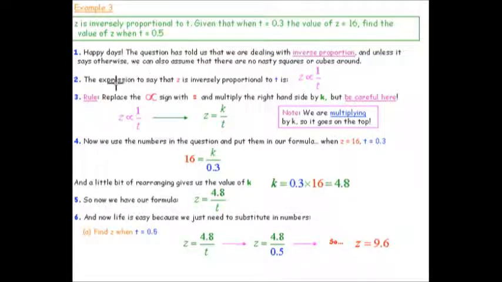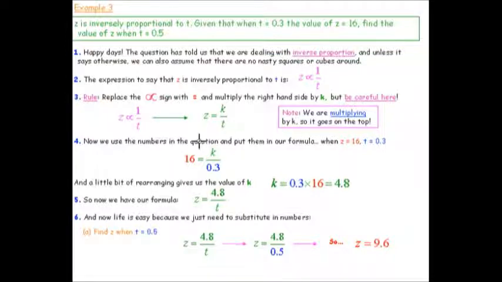Right. So because it's inverse proportion, we know that z varies proportionally with 1 divided by t. Okay, so now we eliminate the proportionality symbol by incorporating an equal sign and a constant, which will go to the top as the numerator, and t remains as the denominator.